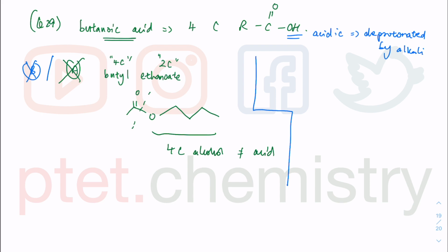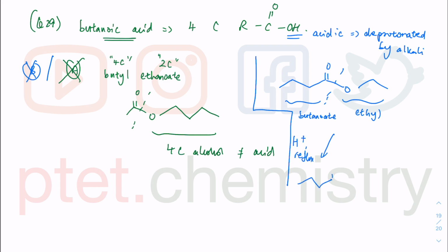So D is obviously wrong, because if I do alkaline hydrolysis on ethyl butanoate, this is 1, 2, 3, 4, butanoic acid, and then ethyl. This is the ethyl. This is the 4-carbon carboxylic acid, ethyl butanoate. So that is the ester bond that I hydrolyze. If I do it under acidic conditions and reflux, I will get carboxylic acid, which is one of my products, and I'll get ethanol as the other product.